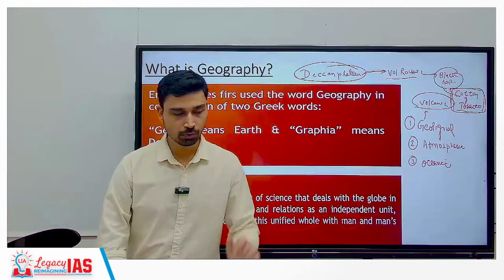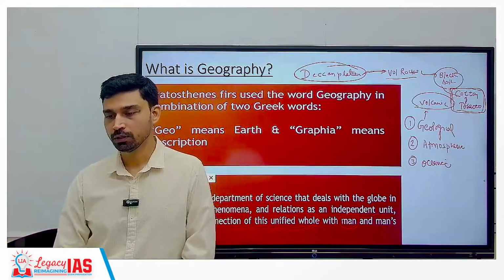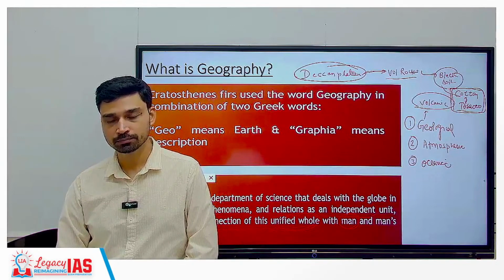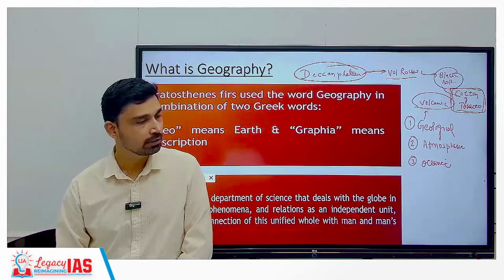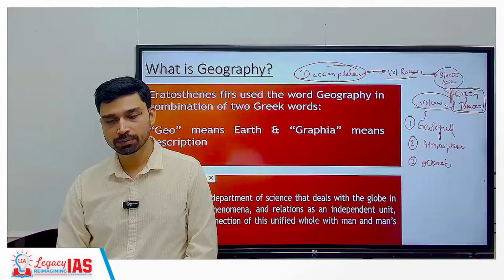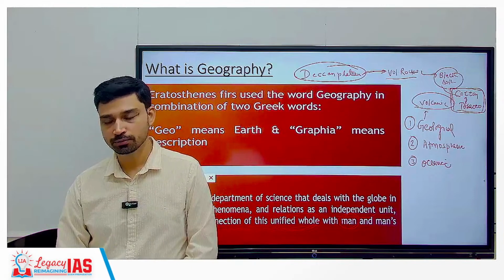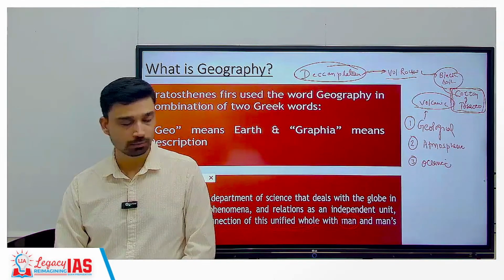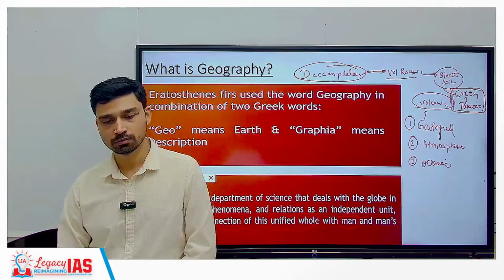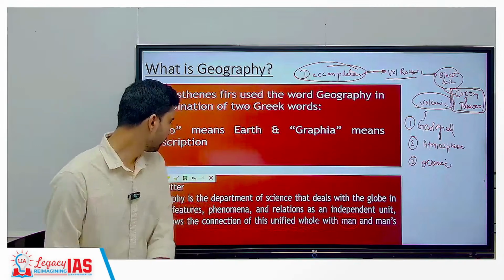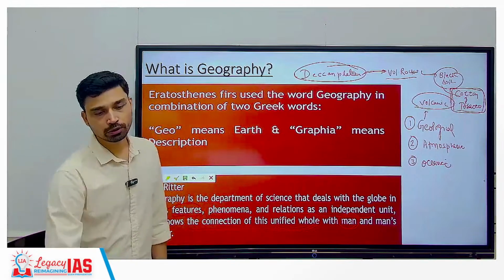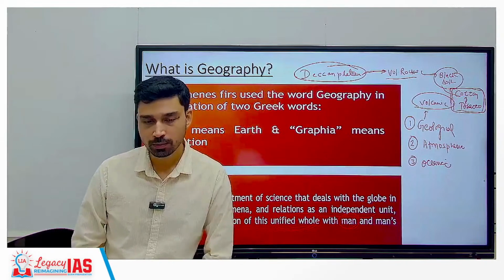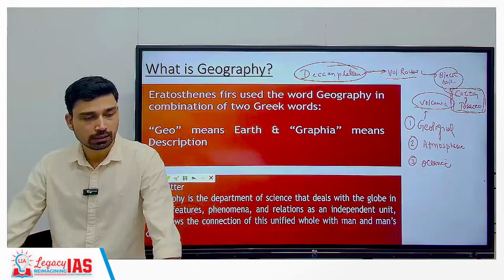Okay, this is very interesting. This is an important point. You can write this statement: man's desire and capacity is limited by the unified whole of geographical phenomena and features.